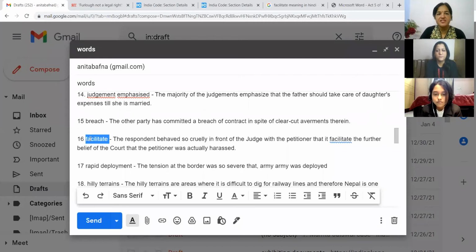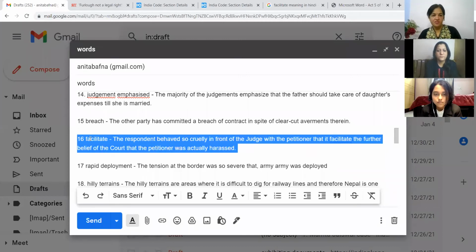The first word is facilitate. Facilitate मतलब easily available करा देना. The respondent behaved so cruelly in front of the judge with the petitioner. Respondent ने इतना बुरा बर्ताव किया with the petitioner that it facilitate the further belief of the court that the petitioner was actually harassed. कि वो जब कोर्ट में इतना कर रहा है तो कोर्ट का बिलीफ उन्होंने पक्का कर दिया कि वो घर में कितना harassment करता होगा. So facilitate is a different word which we should use.